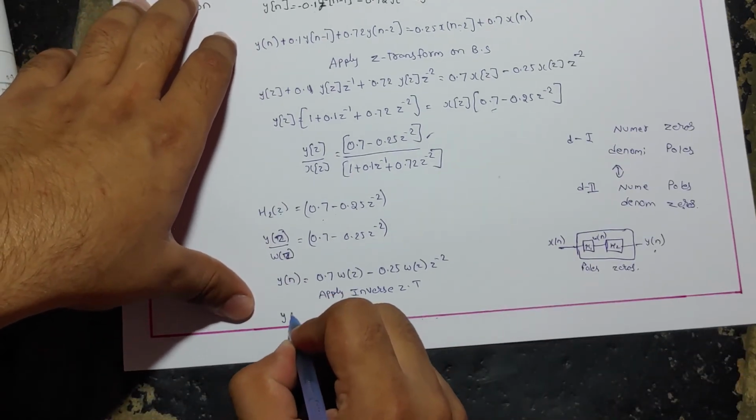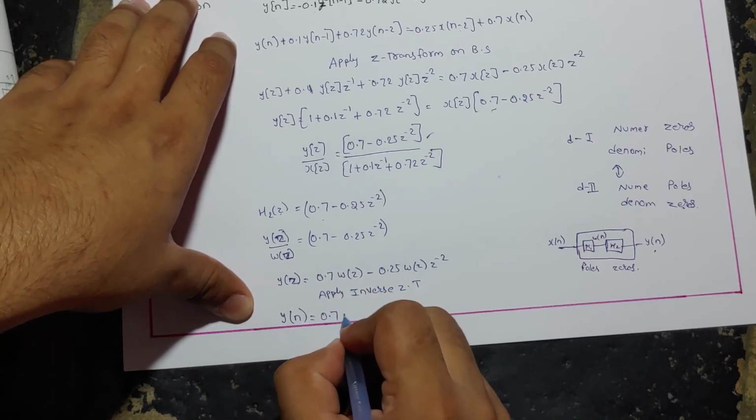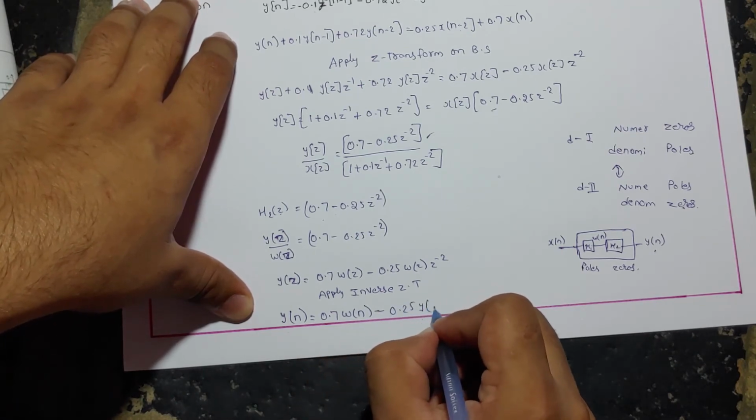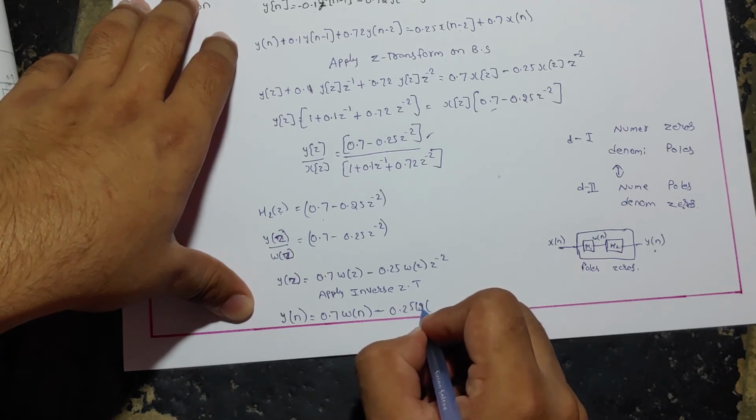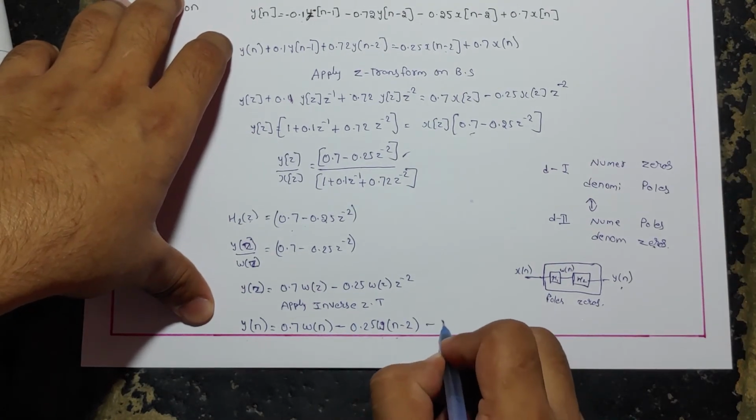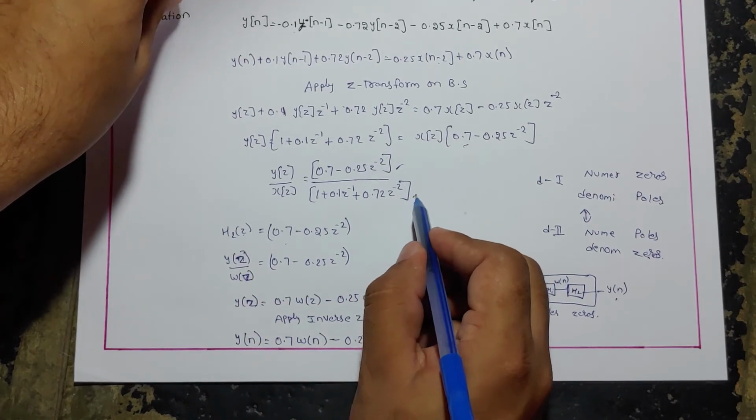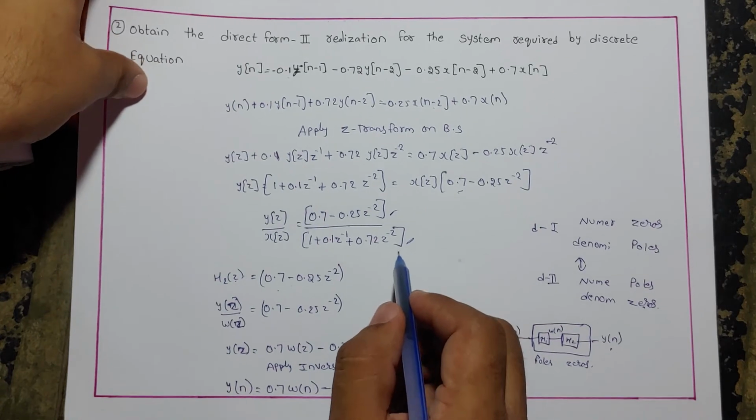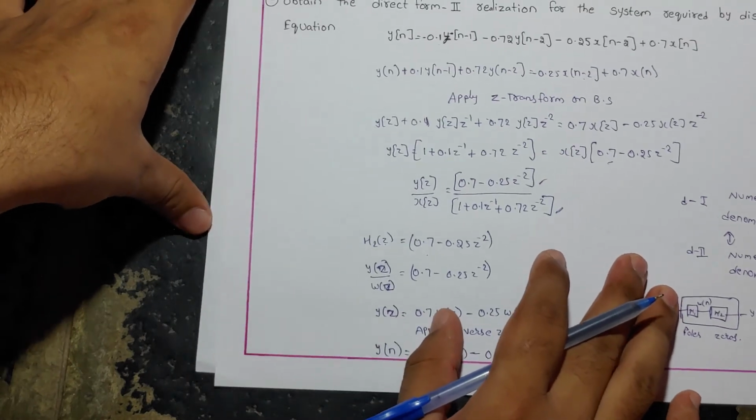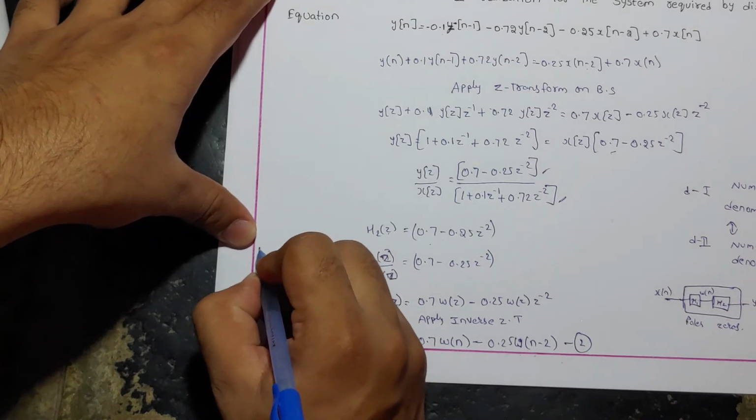Inverse z transform for our observation. That is, y of n is equal to 0.7 times w of n minus 0.25 times w of n minus 2. Here the n minus 1 term is missing. This is equation 2 as we have done h2 of z. Now let us do h1 of z, that is the denominator, as this is direct form 2. Let us realize first. That is 0.7 times w of n, as the input is w of n.